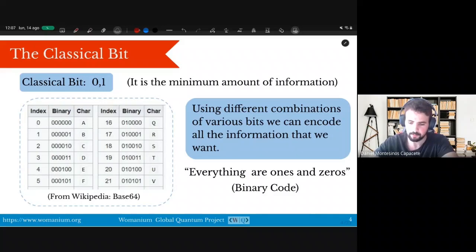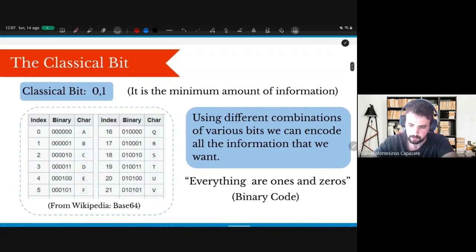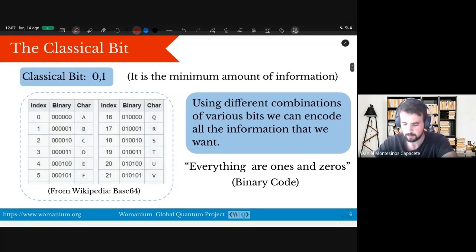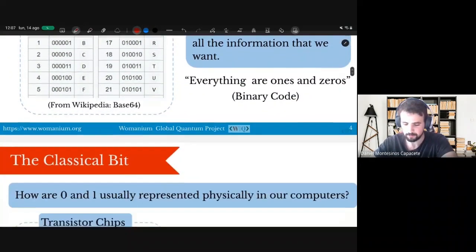For example, I have here some binary combinations, right? For numbers or letters or I don't know. I mean, you can encode anything using just zeros and ones, and that's what is called the binary code, and it's how computers work deep down, right? That is how they work deep down in the base of everything.